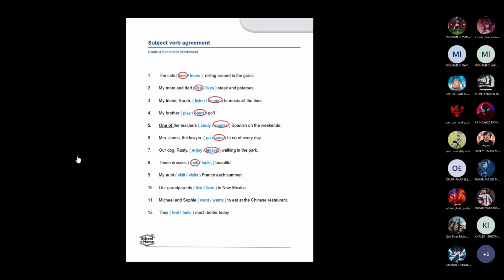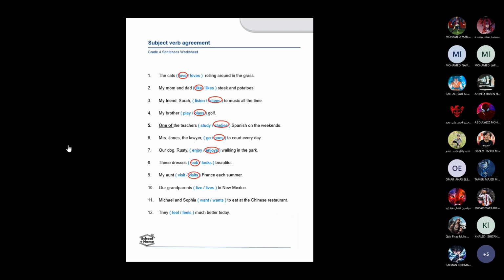Okay, Abdullah, number nine. My aunt does French each summer. The second one, visits. You know why? Because the subject my aunt here is singular. Okay, thanks, Abdullah. So it will be visits.